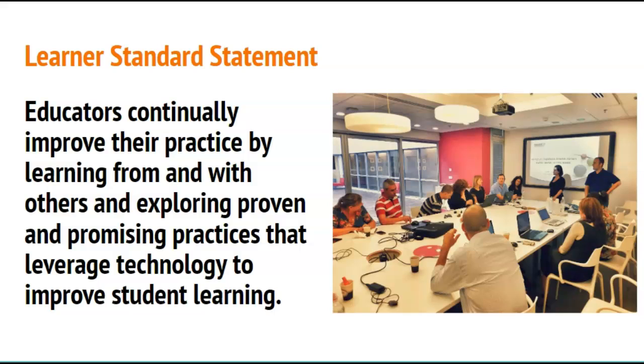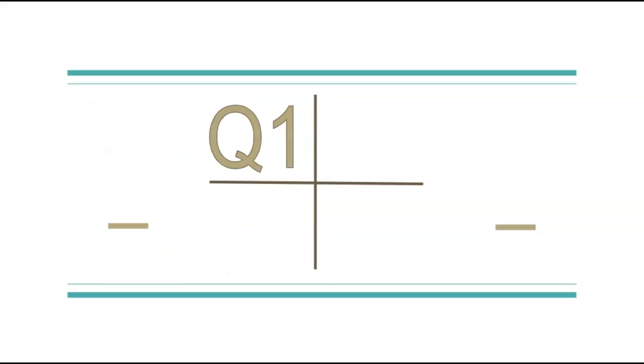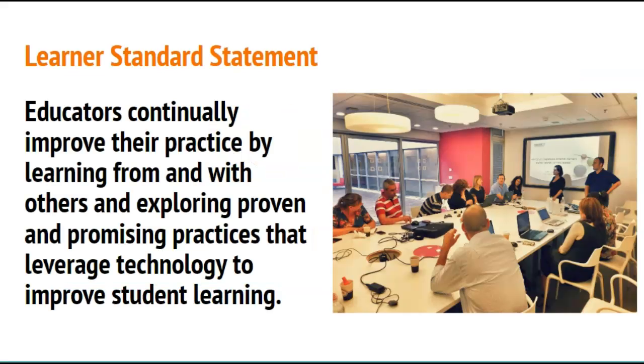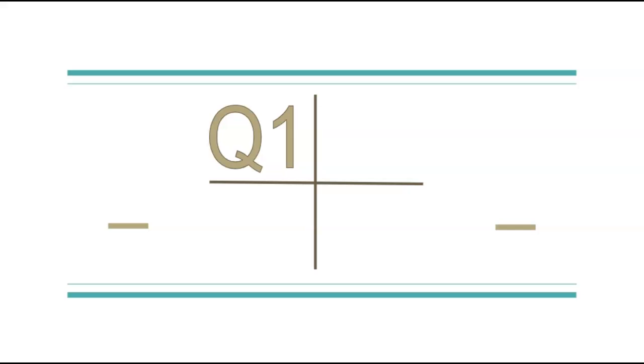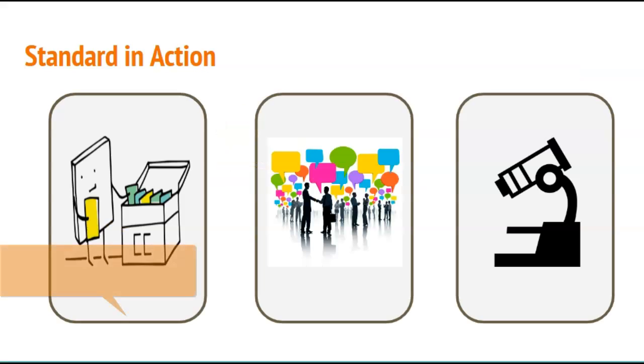So what I'd like for you to do before we dive into the indicators is pause this video, and in quadrant 1 of the paper that you have for notes, I would like you to jot down some ways that you are doing these 3 things: that you are learning with and from others about how to improve practice, what kind of proven and promising practices you are looking at, and how you think that these things will allow you to leverage technology to improve student learning. So pause the video, and after you've taken those notes down, come right back to us because we are going to dive into the indicators.